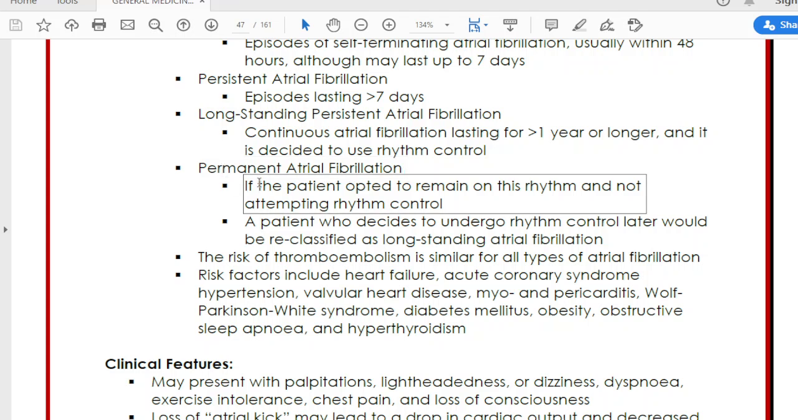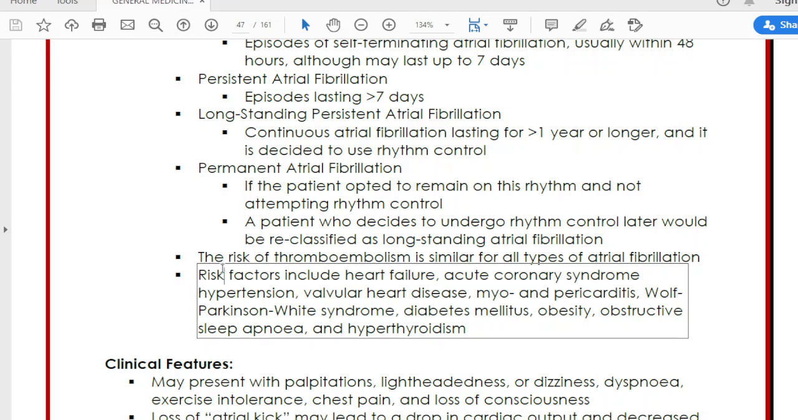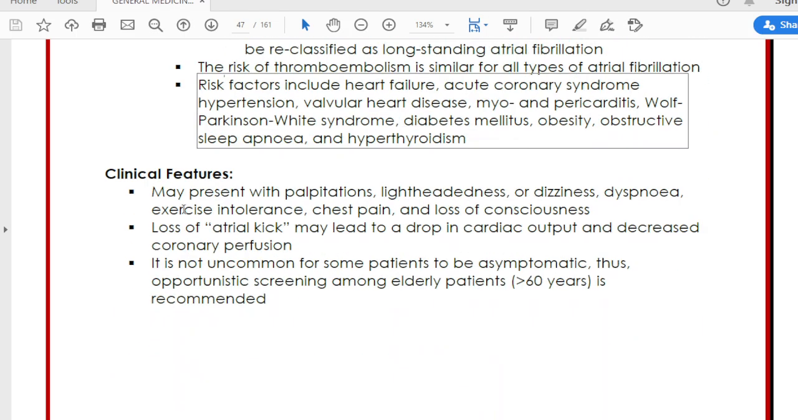If the patient opted to remain on this rhythm and not attempting rhythm control. A patient who decides to undergo rhythm control later would be reclassified as long-standing atrial fibrillation. The risk of thromboembolism is similar for all types of atrial fibrillation. Risk factors include heart failure, acute coronary syndrome, hypertension, valvular heart disease, myocarditis and pericarditis, Wolff-Parkinson-White syndrome, diabetes mellitus, obesity, obstructive sleep apnea, and hyperthyroidism.